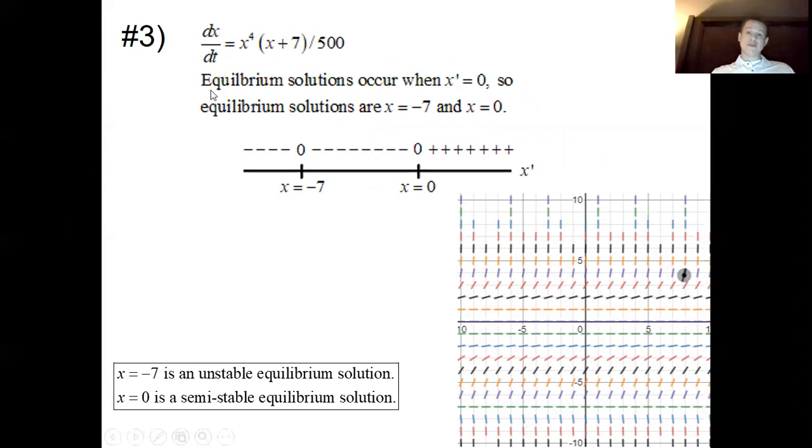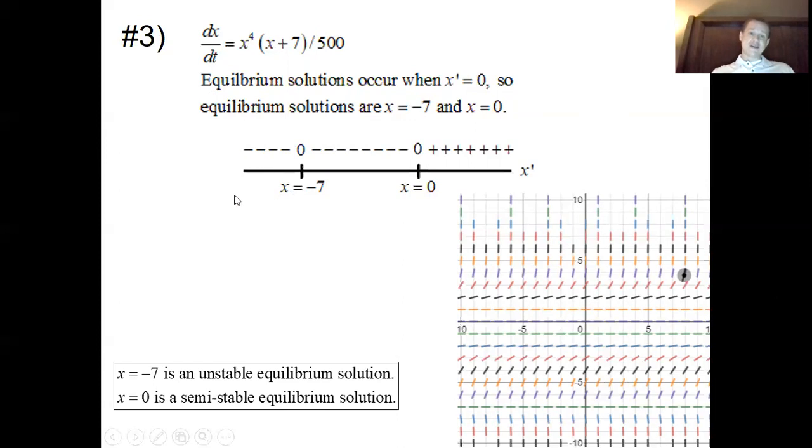So again, equilibrium solutions happen when the derivative is 0, x prime is 0. That happens at 0 and at -7. So -7 and 0 on my sign chart. This is x's. X is up and down this time. T is back and forth. So x is the dependent variable and t is the independent variable.